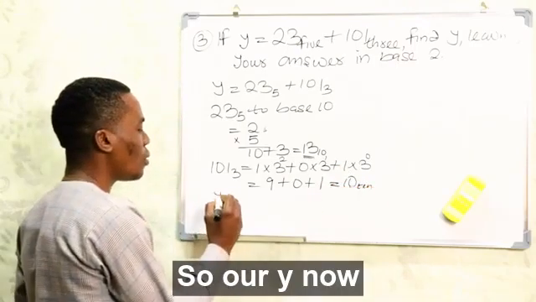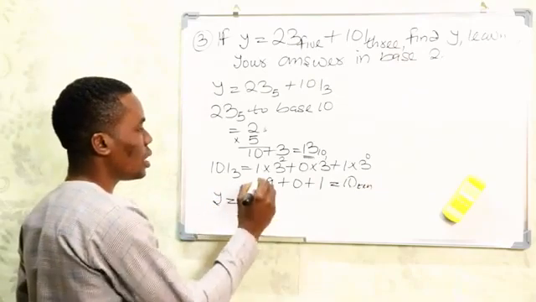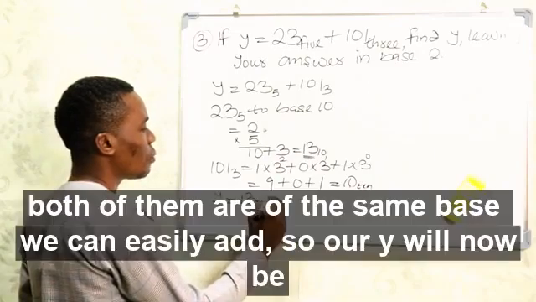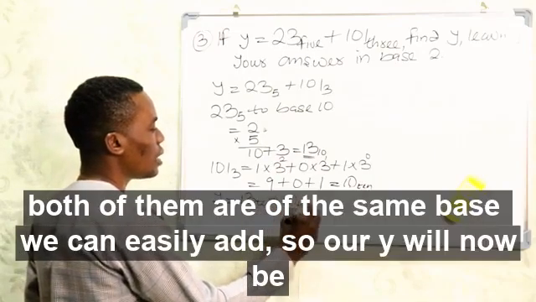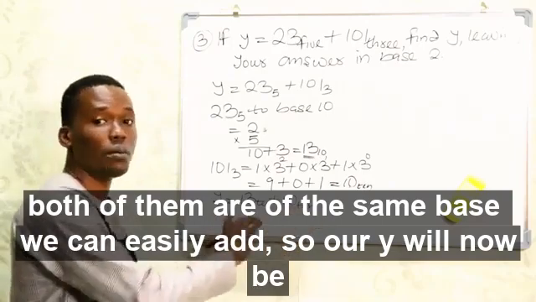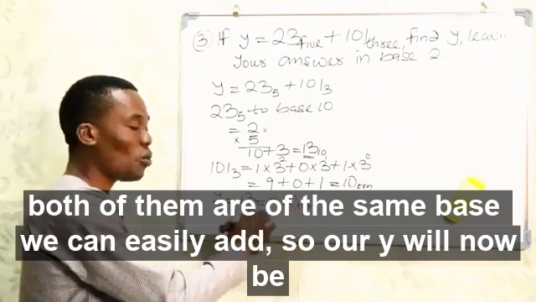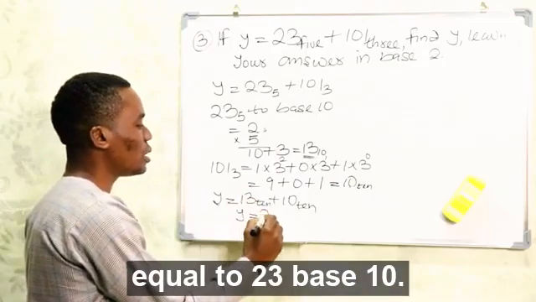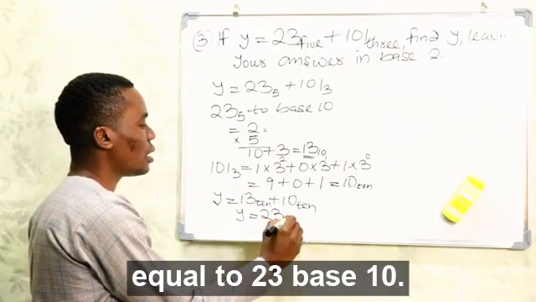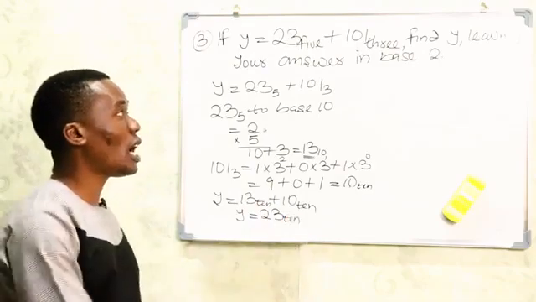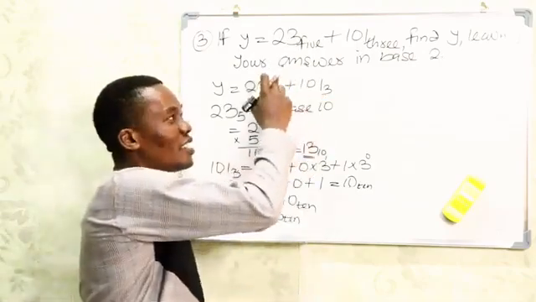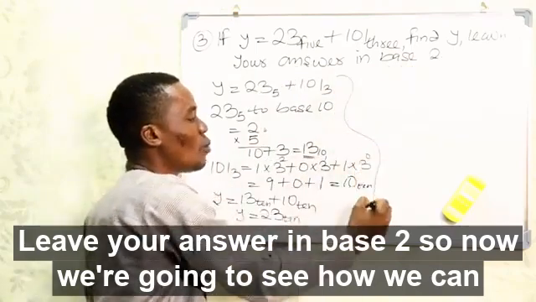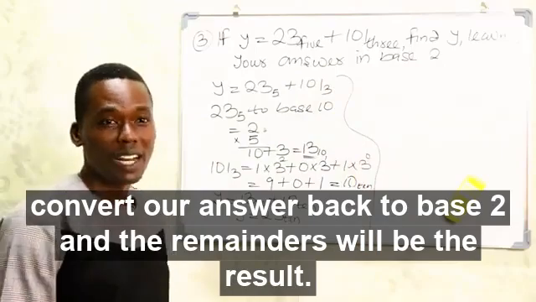So our y now will be equal to the value of this 13 base 10 plus 10 base 10. Now because both of them are of the same base, we can easily do what? Add. So our y now will be equal to 23 base 10. Now remember the question, you are asked to leave your answer in base what? 2. So now we're going to see how we can convert our answer back to base 2.